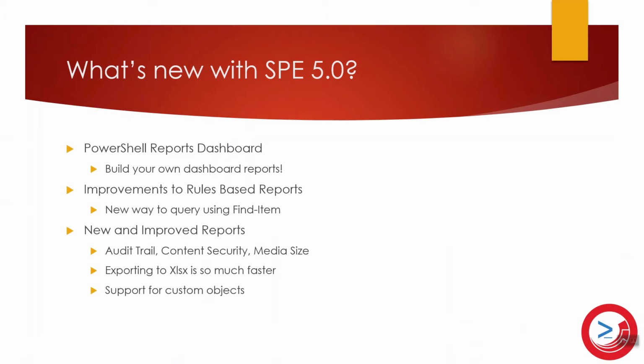Exporting to an Excel file is way faster. Previously, it was magnitudes slower than the export to CSV. So through some optimizations, the timing is much more reasonable for someone that's exporting, let's say, 10,000 items. And the reports now support creating custom objects. Previously, the item had to be an item type. Now you can just create very lightweight objects to do that.